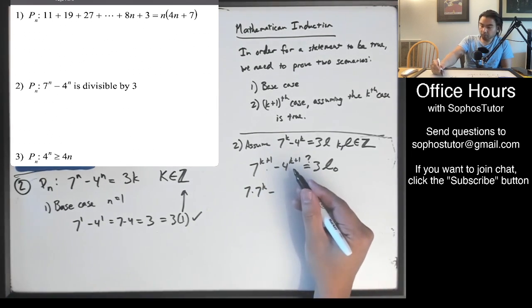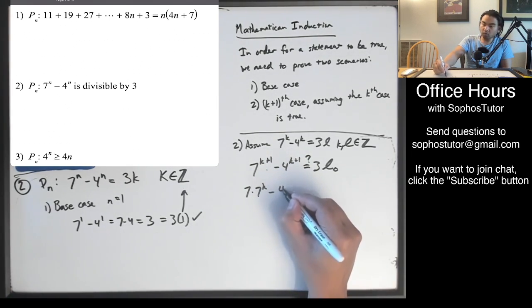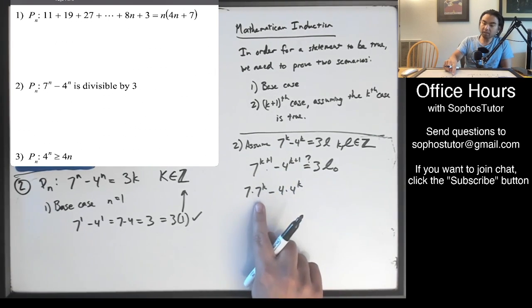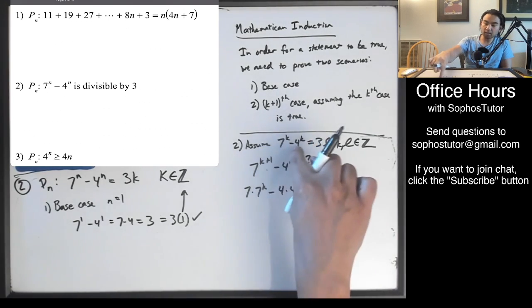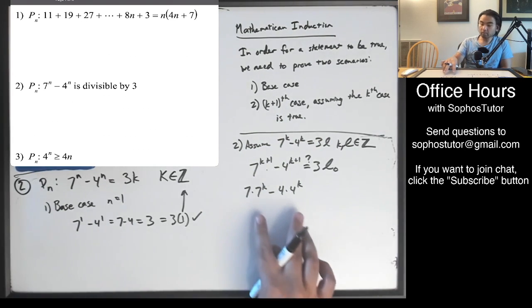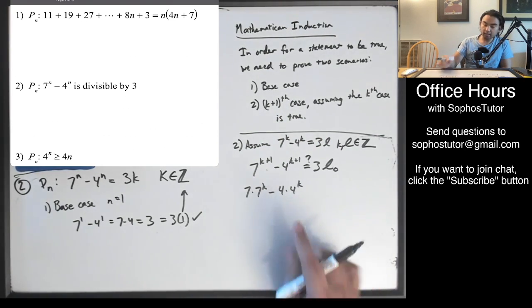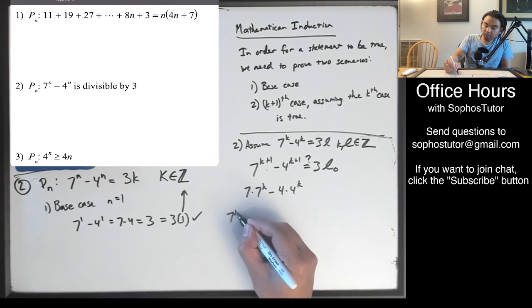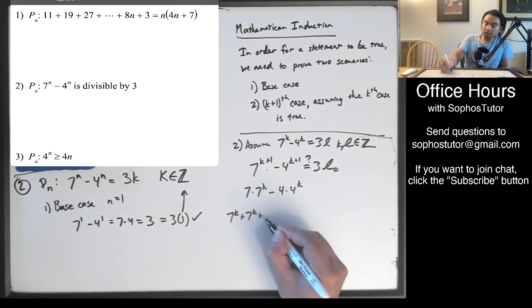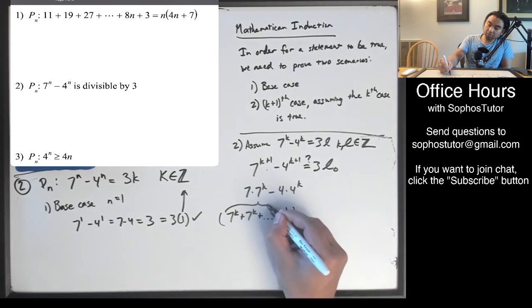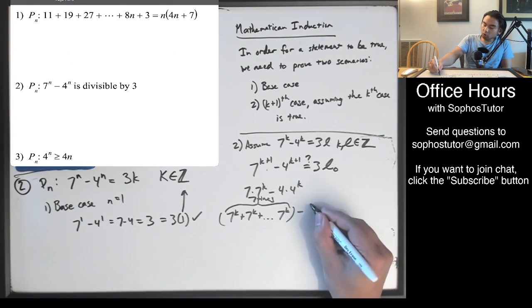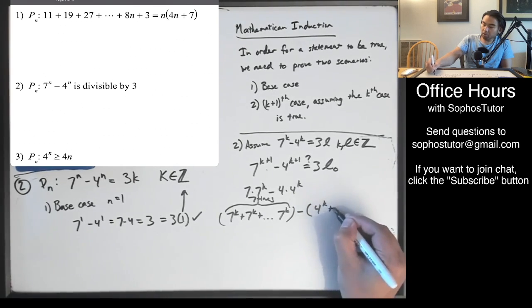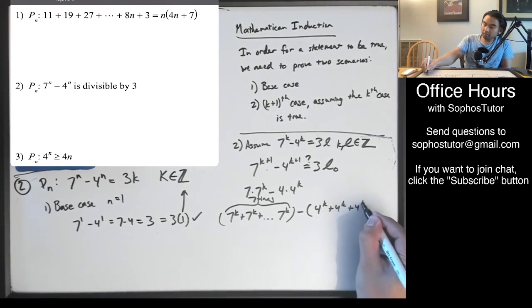We also know that 4 to the k plus 1 is equal to 4 times 4 to the k. So at least I have my 7 to the k and 4 to the k show up just as I have right here. Okay. So now I know that this scenario is equal to 7 to the k plus 7 to the k plus 7 to the k, 7 times, right? Likewise, I can subtract this by 4 to the k plus 4 to the k plus 4 to the k plus 4 to the k.